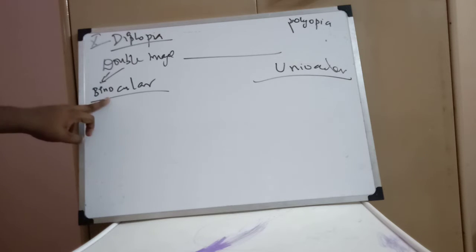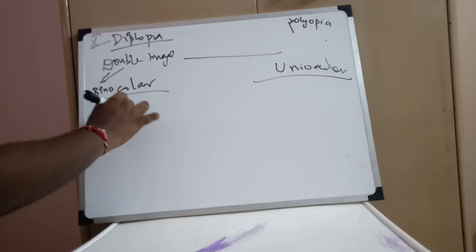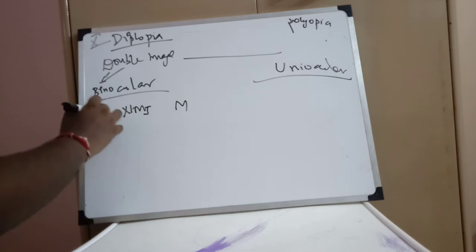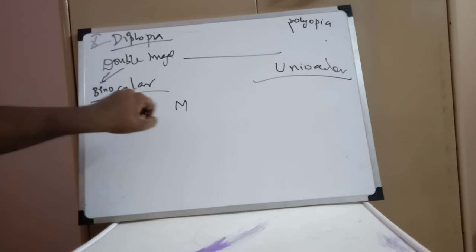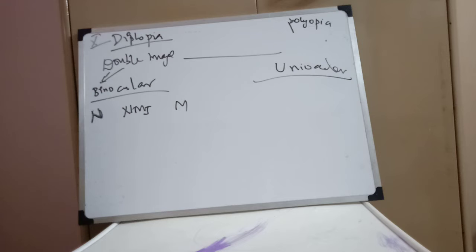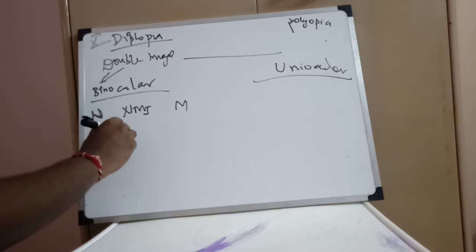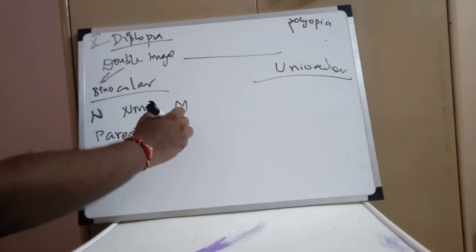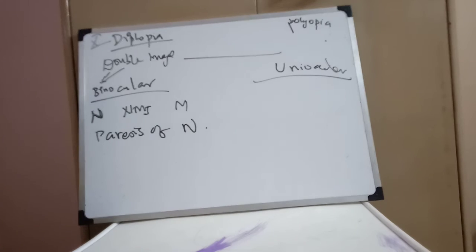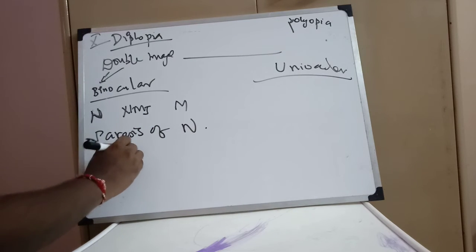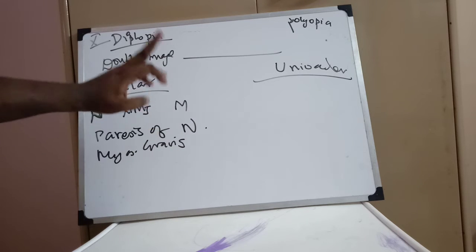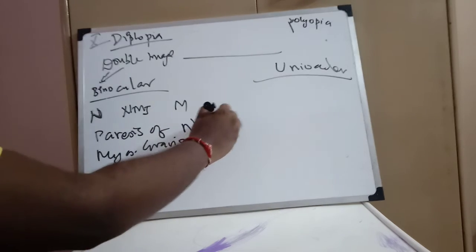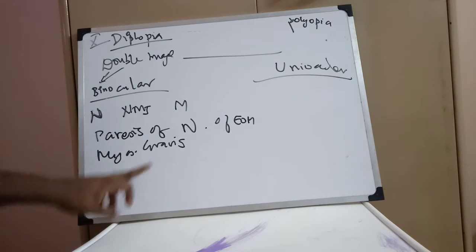Binocular diplopia can always be related to three major structures: nerve, neuromuscular junction, and muscle. Any condition affecting the nerve, neuromuscular junction, or muscle is going to cause binocular diplopia. So you can have paresis or paralysis of the nerves supplying the extraocular muscles, and myasthenia gravis.